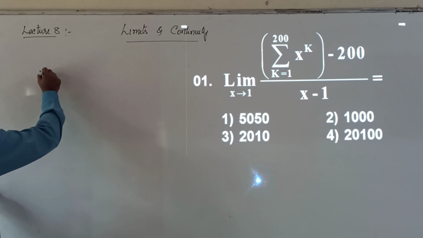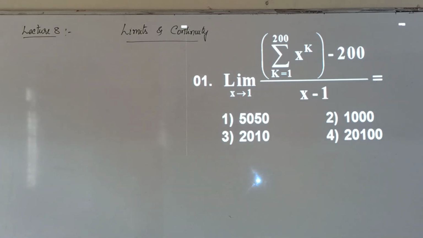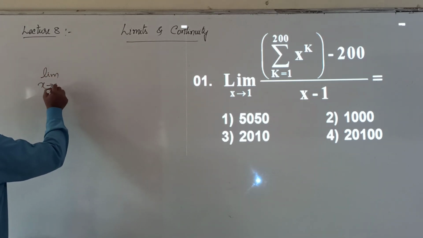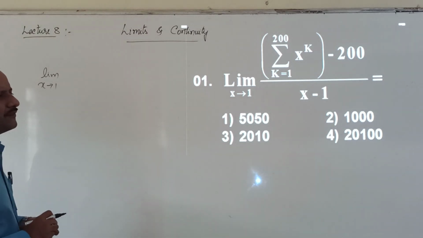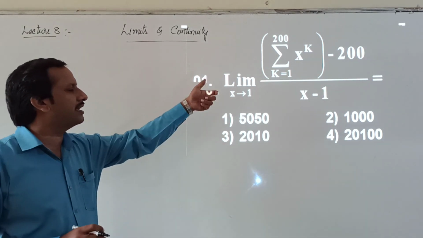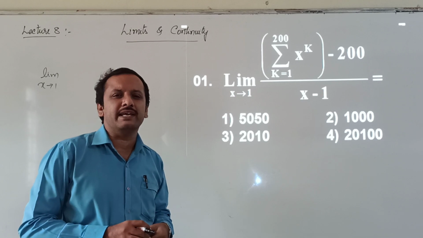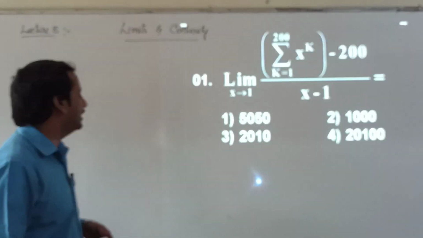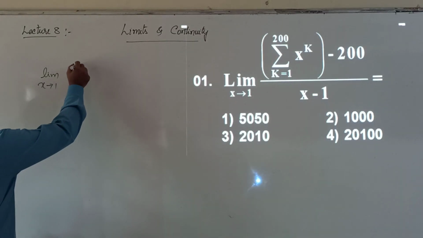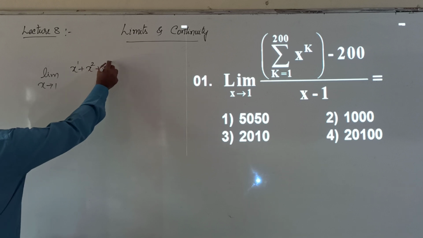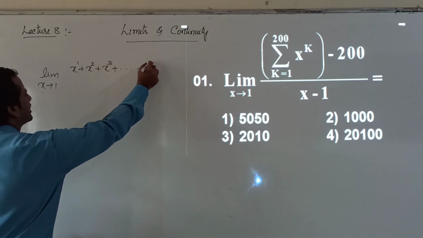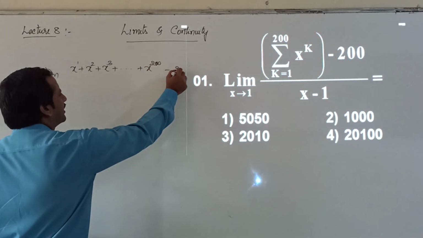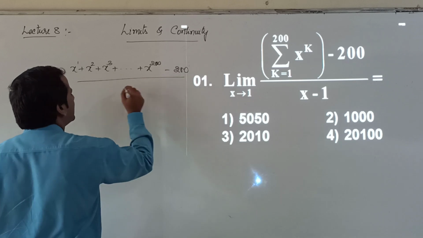Limit x tends to 1. Summation, sigma k equal to 1 to 200, x power k. Let us go on putting values for k starting from 1 till 200. So what do we get? x power 1 plus x square plus x cube, etc., till x power 200, minus 200, divided by x minus 1.